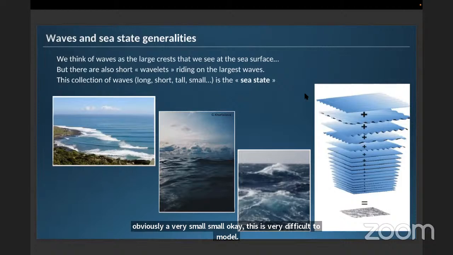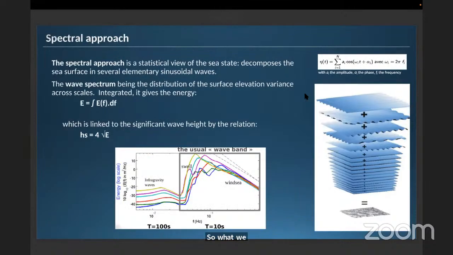So what we usually do is use a spectral approach to describe waves, considering the sea state as a superposition of various elementary waves described like sinusoidal waves. So this is what is represented on the right-hand side. And then we can describe this full sea state and combination of waves with a wave spectrum. There is an example of a wave spectrum at the bottom that describes the surface elevation variance across scales, as a function of, for example, frequency or period, or even space.